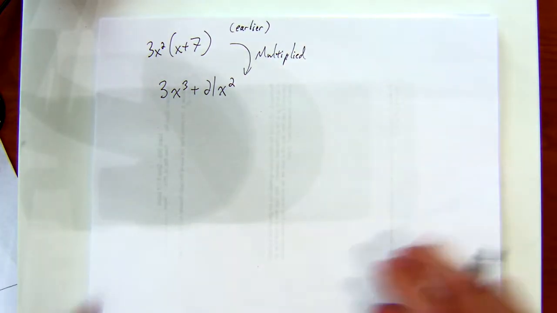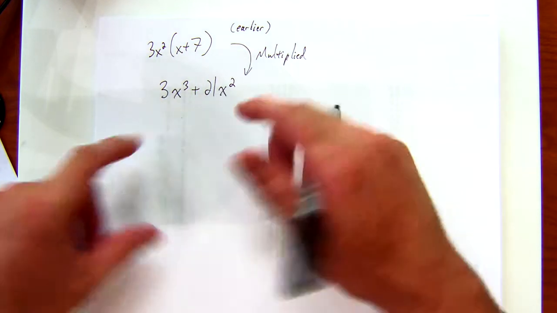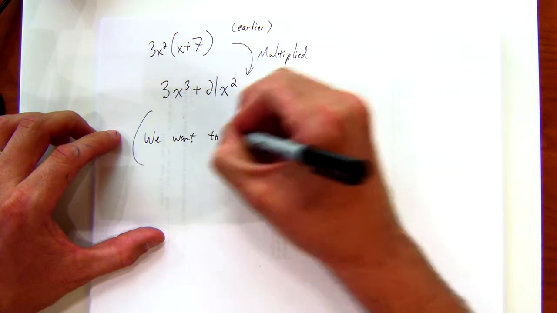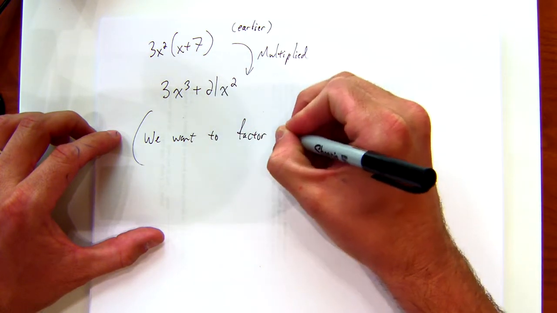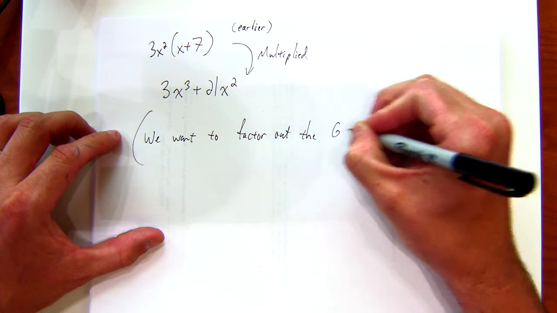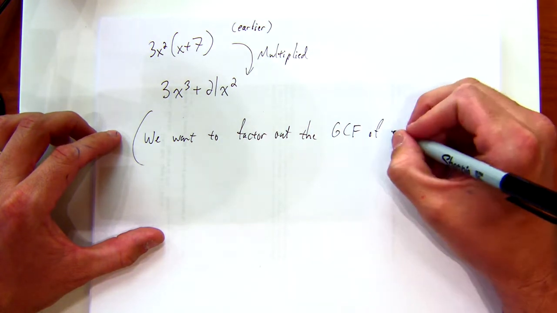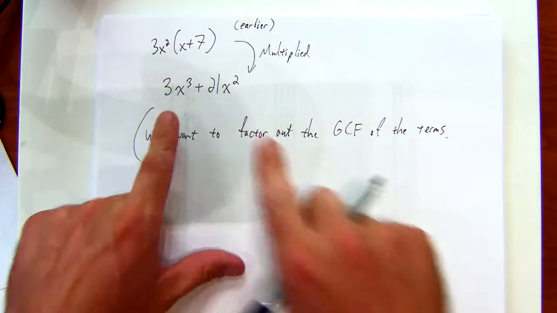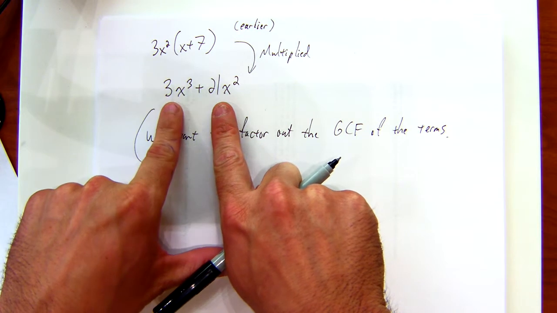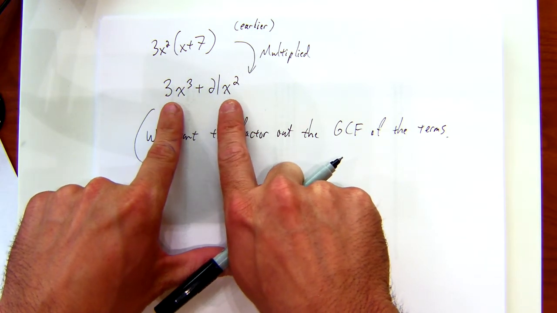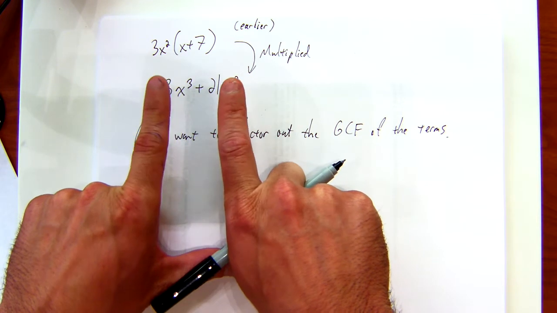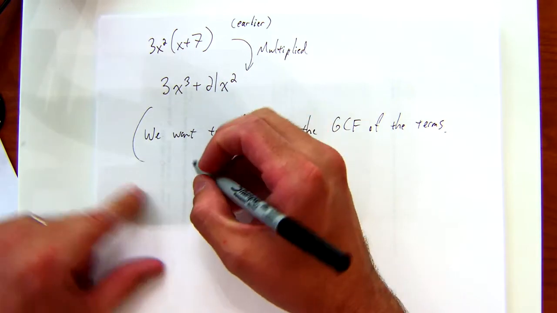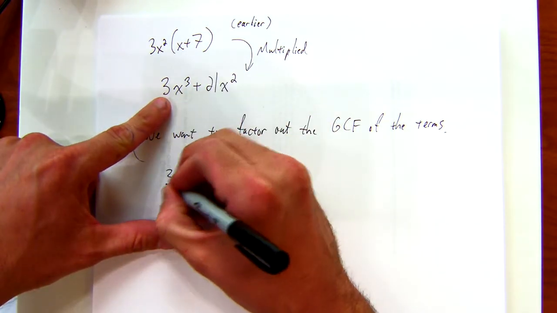Now what we want to learn how to do is take a binomial and factor out the GCF of the terms. Okay, so we look at each term. We have 3x cubed and 21x squared. What is the greatest common factor between both of those? 3x squared. So what we want to do is let's write 3x squared.